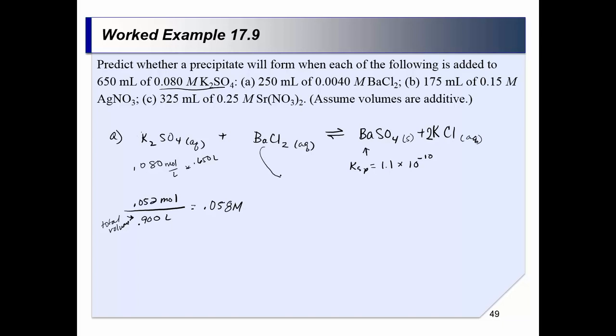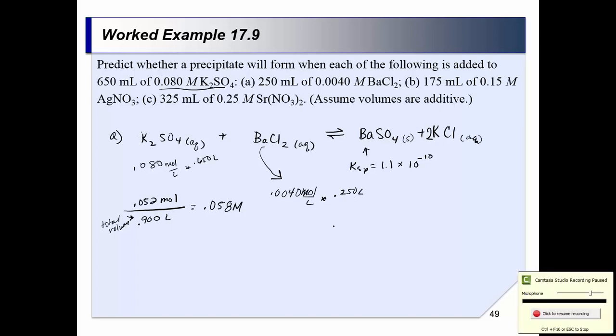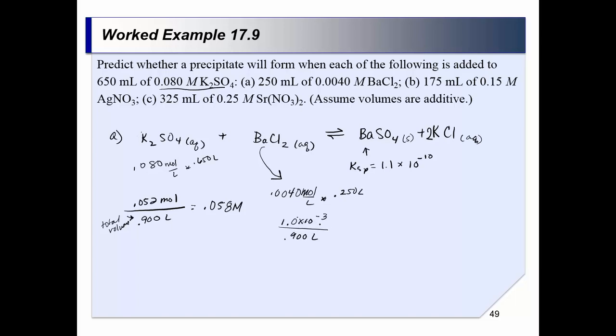Now I need to look for my barium. We're going to do a similar calculation: 0.0040 moles per liter times the volume, 0.250 liters. And I get 1.0 times 10 to the negative third, and that is moles of barium. What I'm doing is calculating my barium concentration for this particular solution. This was my sulfate concentration. And I get a value of 1.1 times 10 to the negative third, capital M molarity.